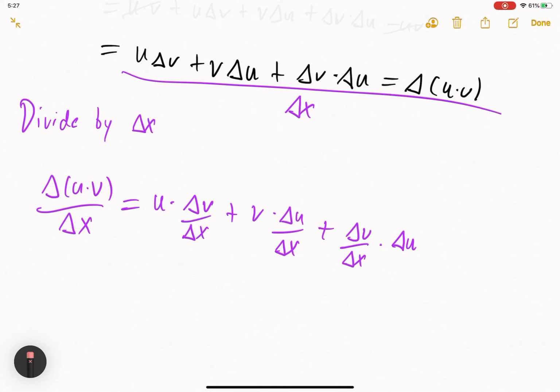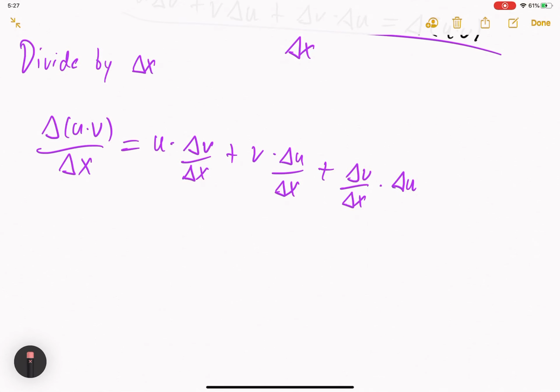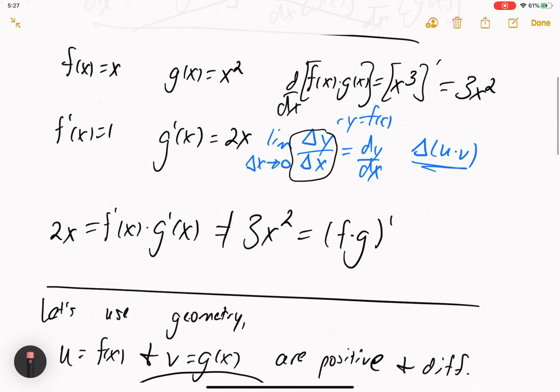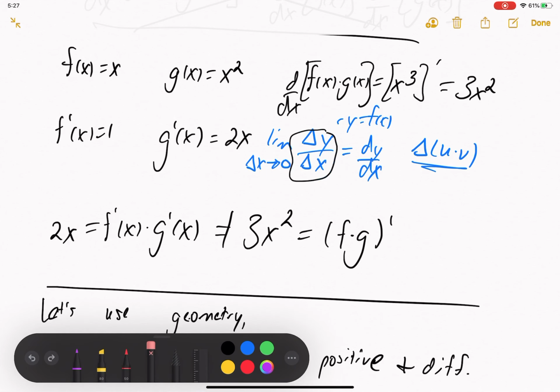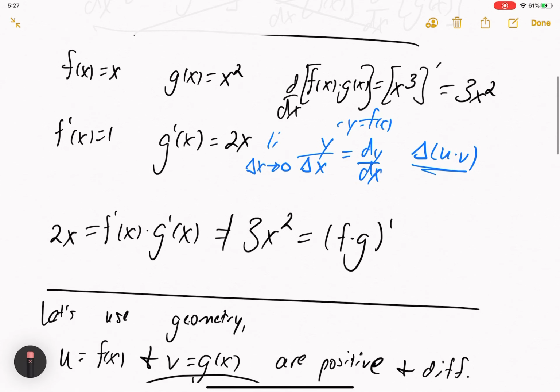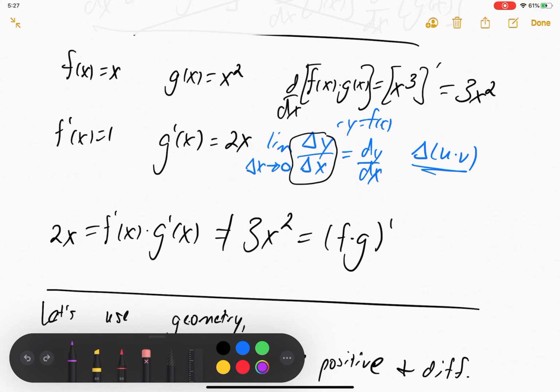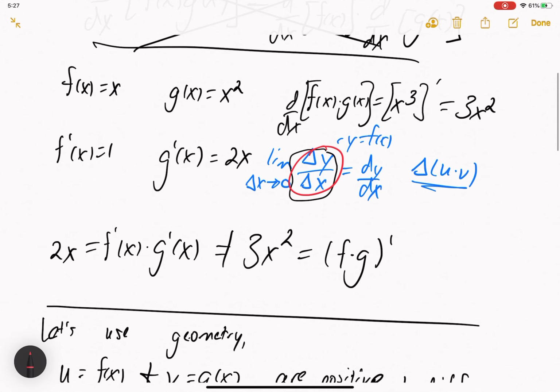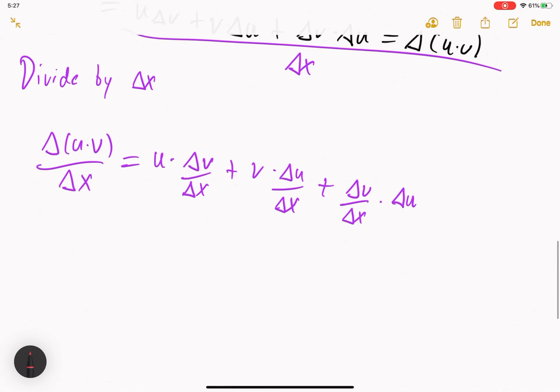All right. So now this is where we're going to take our limit. If you remember before, when we let delta x go to 0 of a ratio like this, what we ended up getting was the derivative. So in this case right here, this is going to be dv/dx. This will be du/dx. And this will be dv/dx as well.